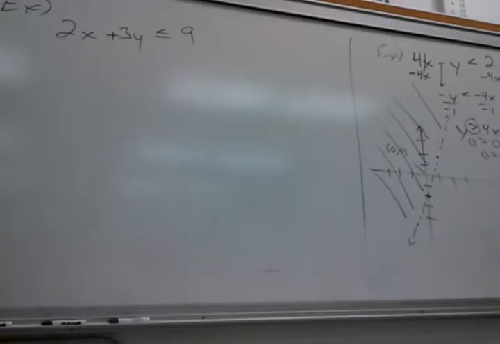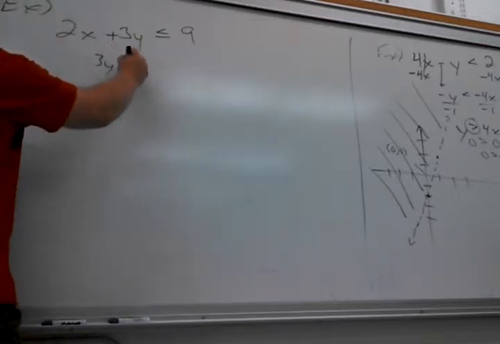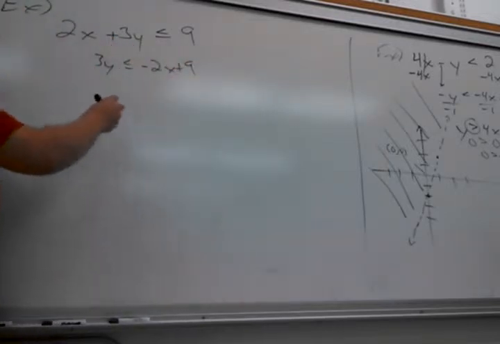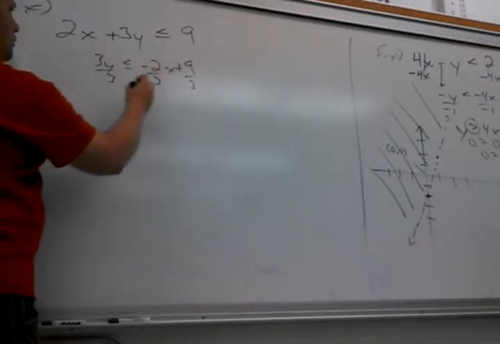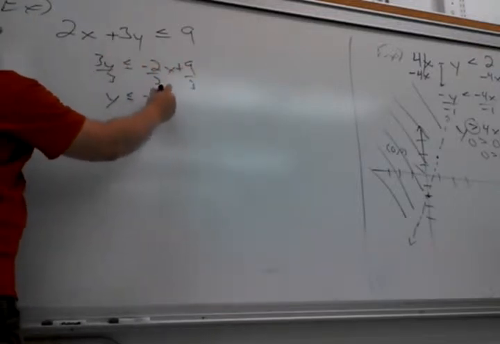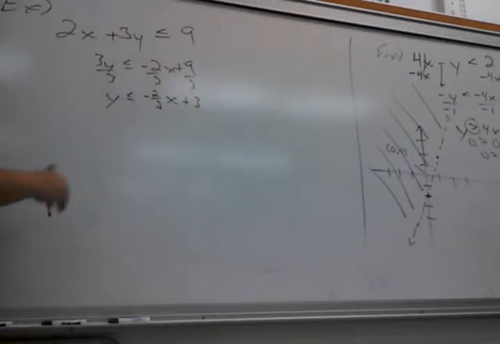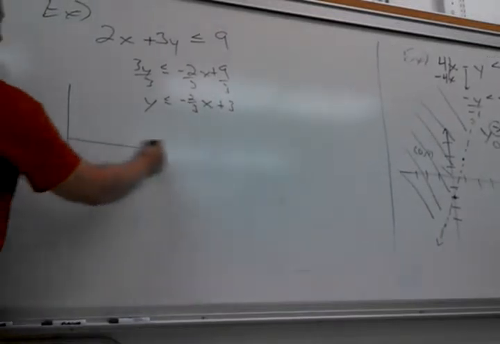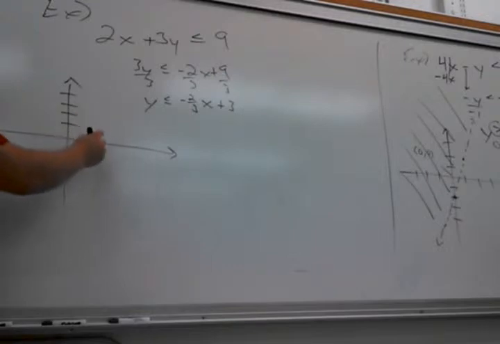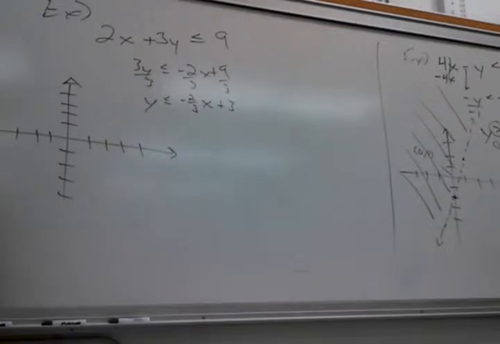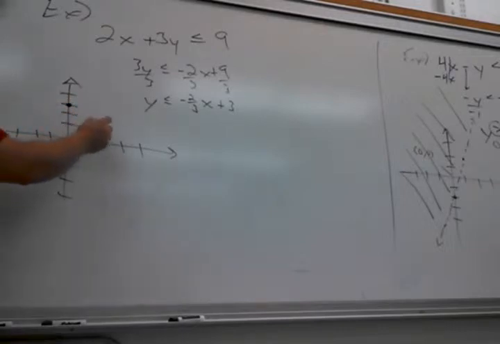So first step here is to do what? Well, subtract 2x. Good. Get y by itself. So subtract 2x, then divide by 3. So your y is less than or equal to 2/3 x plus 3. Cool. So now you see your y-intercept and your slope. So the y-intercept is 3. Down 2 over 1, 2, 3.